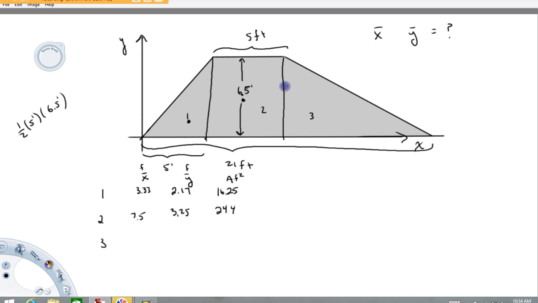Chunk 3. Here we're looking at another triangle, so its centroid is something like maybe this, 1/3 away from the corner, or 2/3 from the end. So this entire distance right here is going to be 21 minus 5 minus another 5. That's 11. So this distance is going to be 1/3 of 11, which is 3.7 feet. Again, those are in feet. And then 1/3 of this dimension, that's going to be 1/3 of 6.5, 2.17 feet.